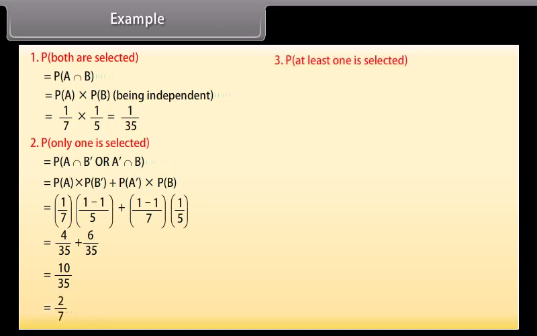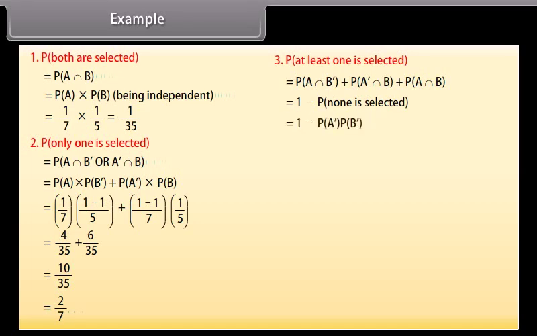3. Probability that at least one is selected is equal to probability of A intersection complement of B plus probability of complement of A intersection B plus probability of A intersection B is equal to 1 minus probability that none is selected is equal to 1 minus probability of complement of event A into probability of complement of event B is equal to 1 minus 4 by 5 into 6 by 7 is equal to 1 minus 24 by 35 is equal to 11 by 35.